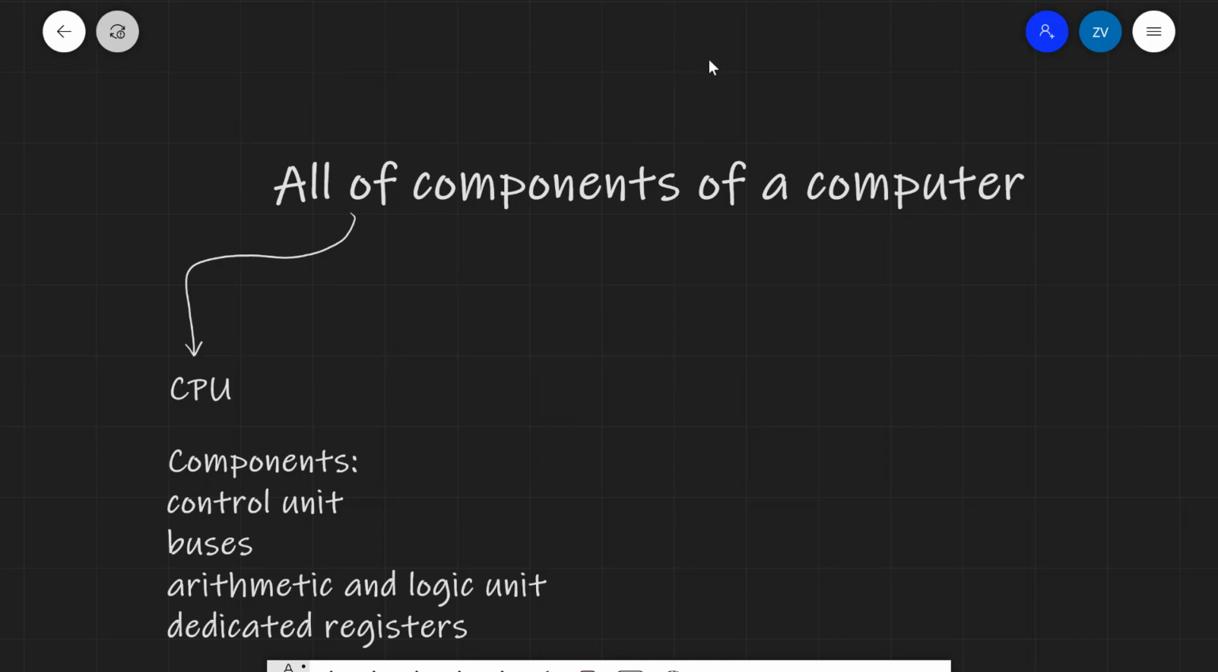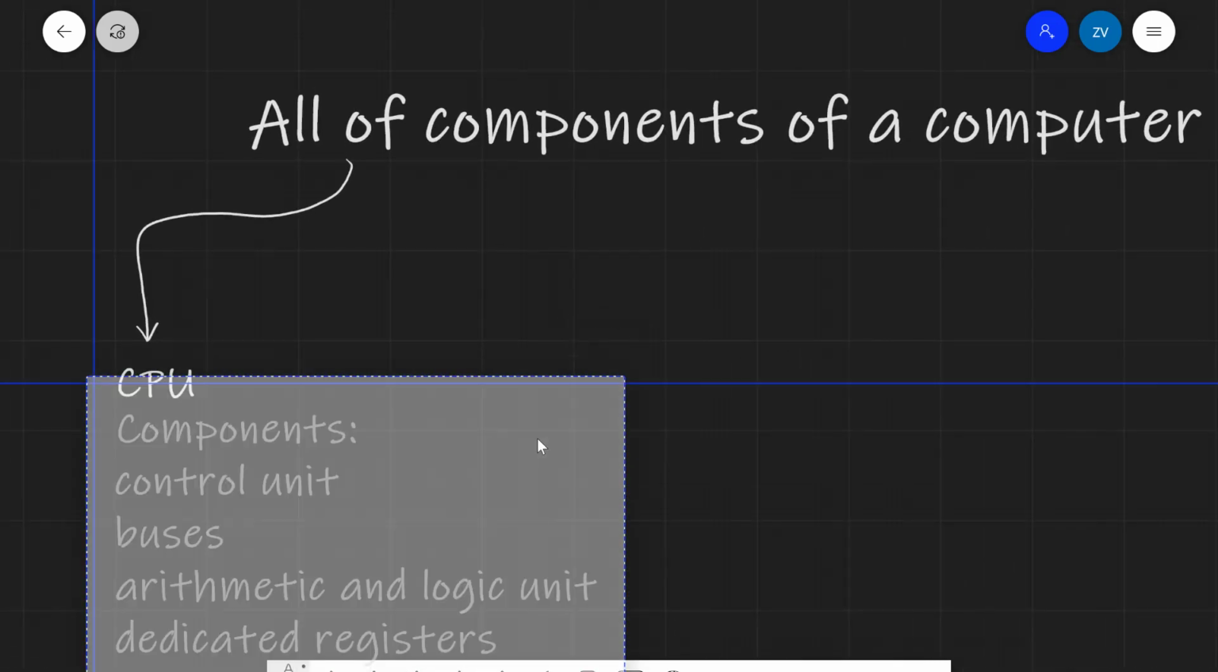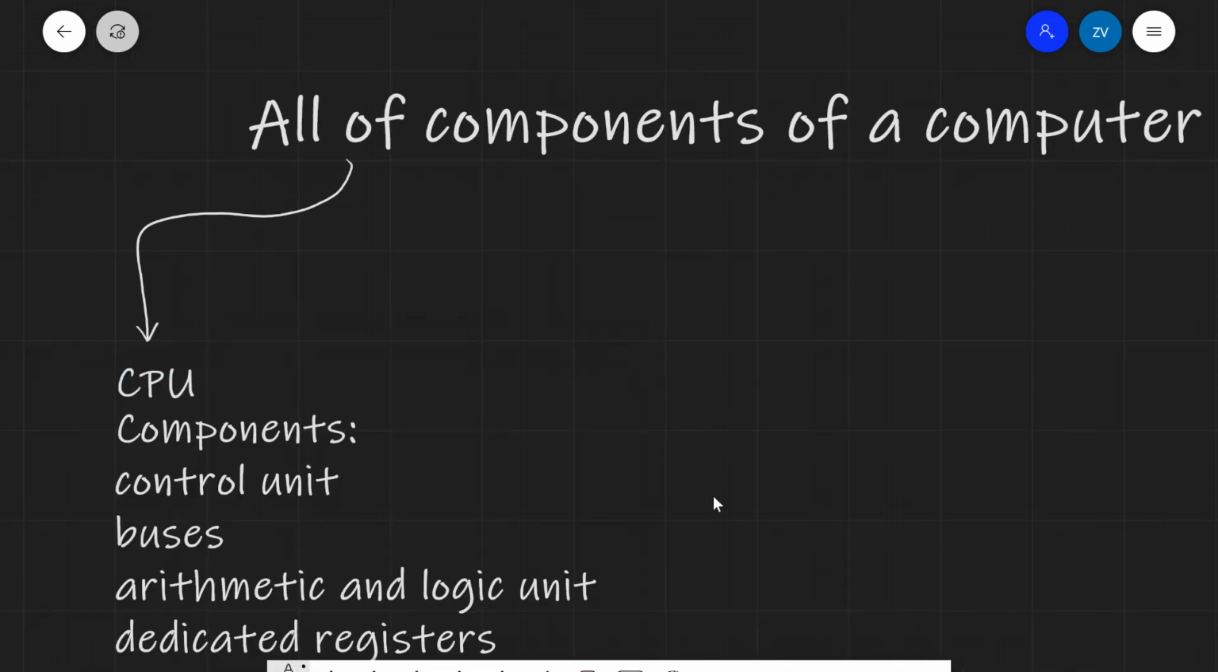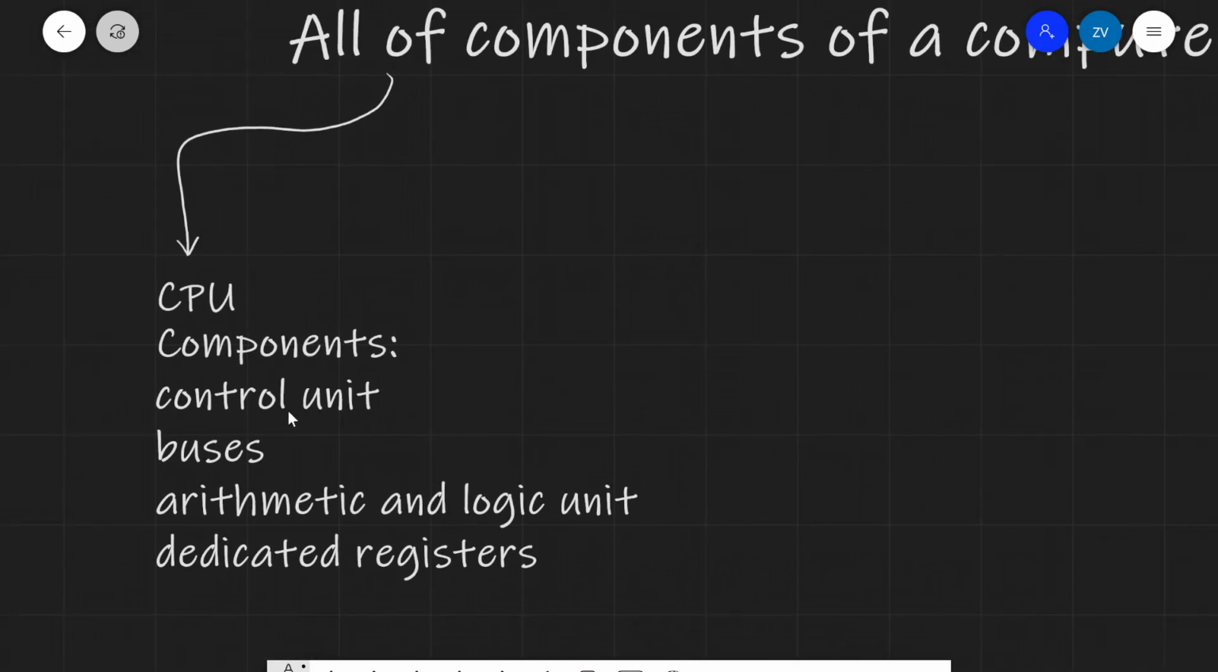with the CPU. Now there are several components that you need to know about, and those components are listed just here. So we need to know about the control unit, the buses, the arithmetic and logic unit, and the dedicated registers. Let's have a look at them individually.